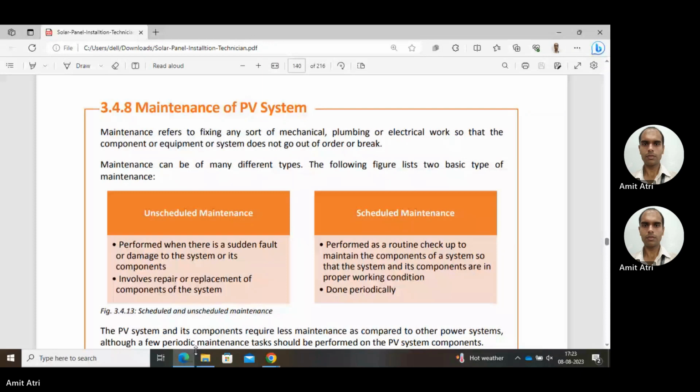So it is performed as a routine checkup to maintain the components of a system so that the system and its components are in proper working condition. Okay, so it is done periodically, just as I said, after some predefined time interval, we are performing this scheduled maintenance.